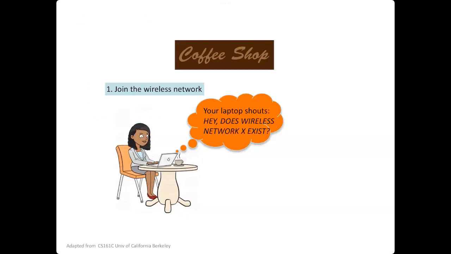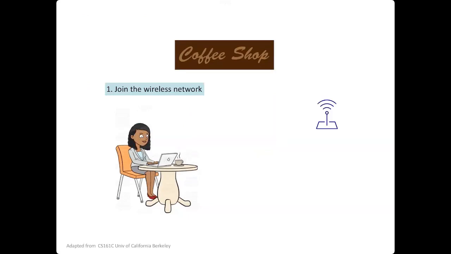Now she might have come to this cafe earlier, so her laptop will shout, hey, does any wireless network exist? There is always communication: if your Wi-Fi is on, your mobile phone will send signals out. Is there a network? And there is of course the Wi-Fi point, a router, and that will also emit, saying, I am here, network Y, join me. So the communication may happen both ways.